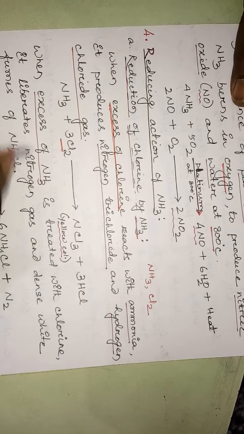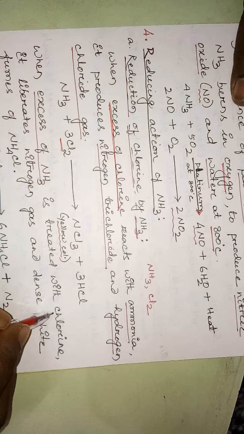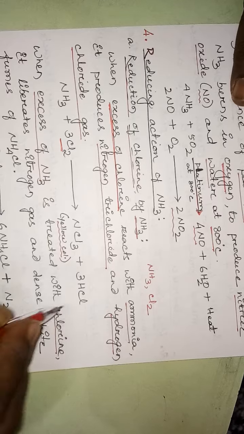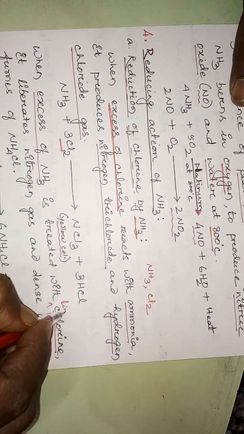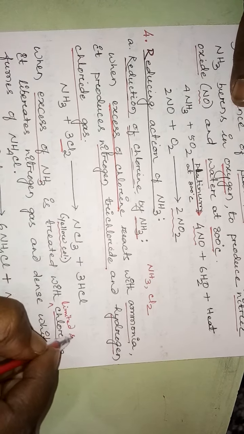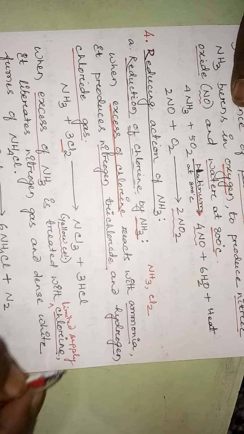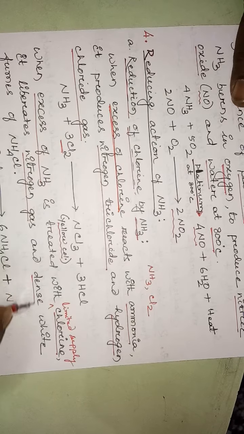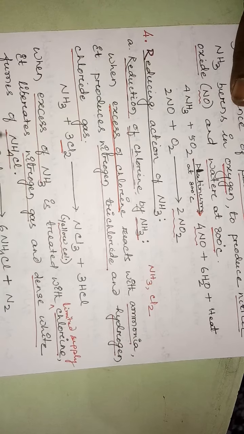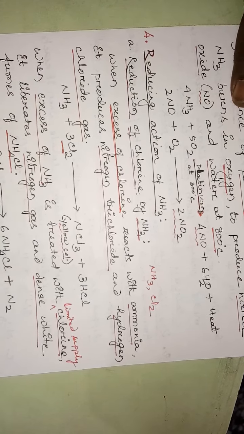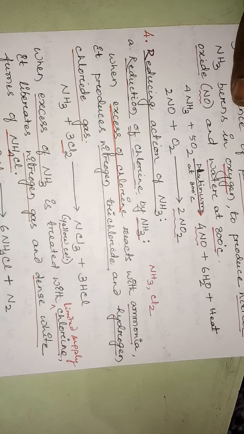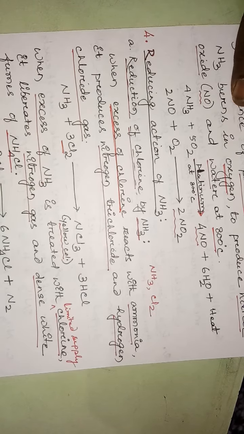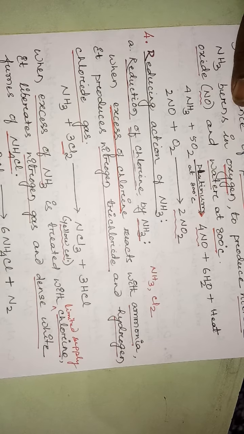So what happens when excess of ammonia is treated with a limited supply of chlorine? It liberates nitrogen gas and dense white fume of ammonium chloride. Clear? So the equation is 8NH3, what you have taken, excess of ammonia, which reacts with 3Cl2. It gives 6NH4Cl, this is the dense white fume, and nitrogen gas is liberated.